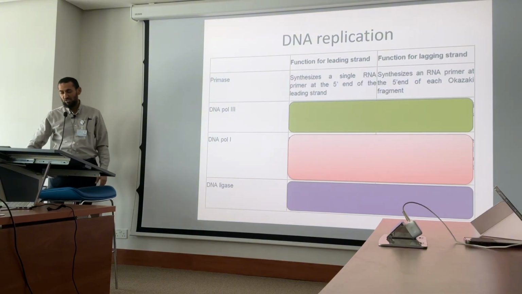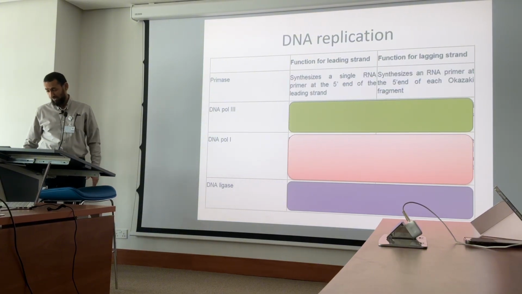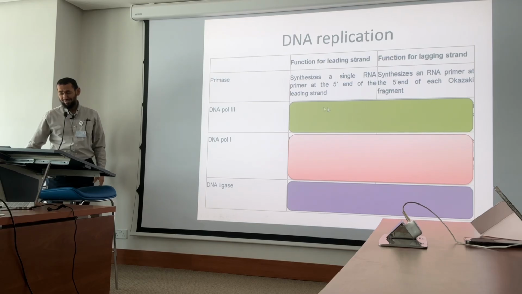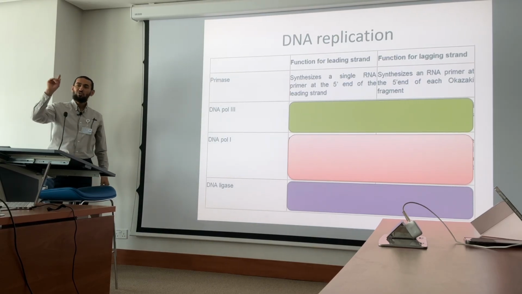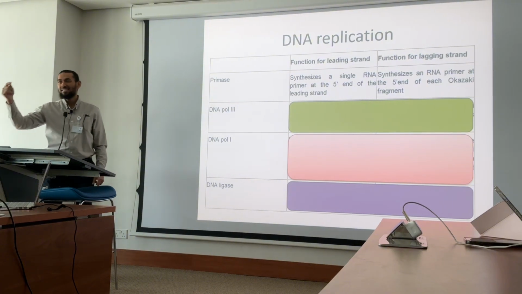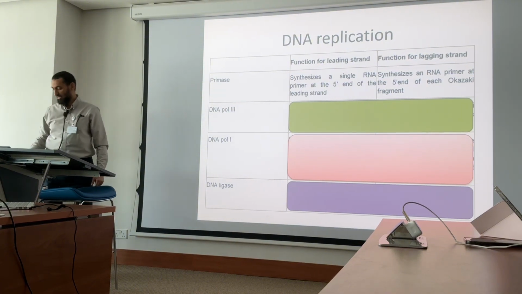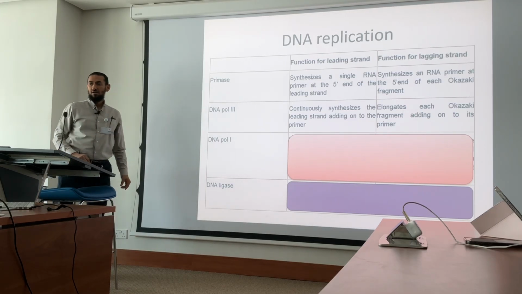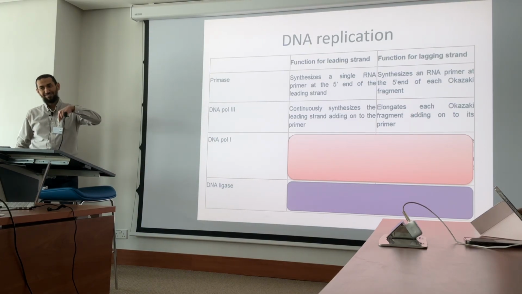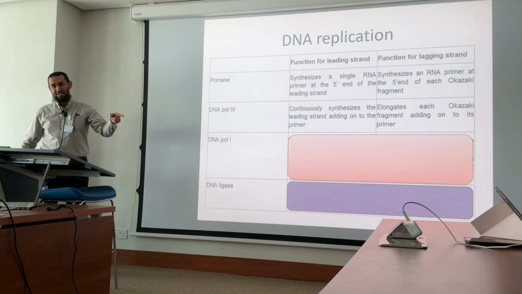DNA polymerase 3: elongation. Continuous elongation in the leading strand, and in the lagging it's fragmented elongation. Sorry, polymerase 1: remove primers and replace by DNA.